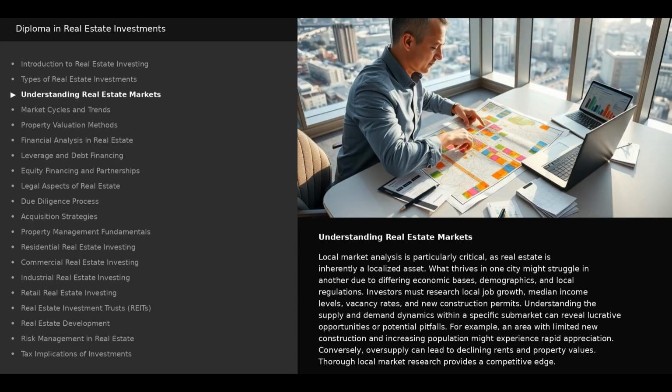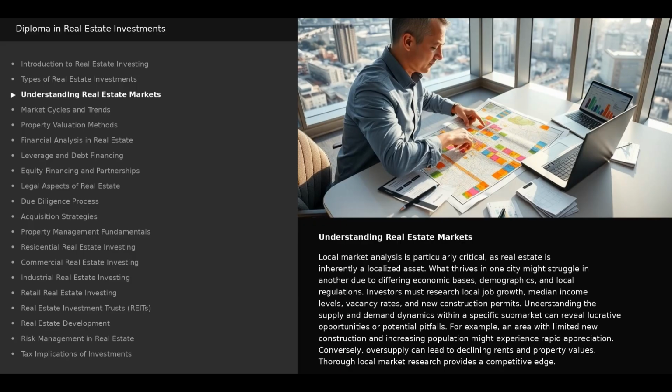Local market analysis is particularly critical, as real estate is inherently a localized asset. What thrives in one city might struggle in another due to differing economic bases, demographics, and local regulations. Investors must research local job growth, median income levels, vacancy rates, and new construction permits.